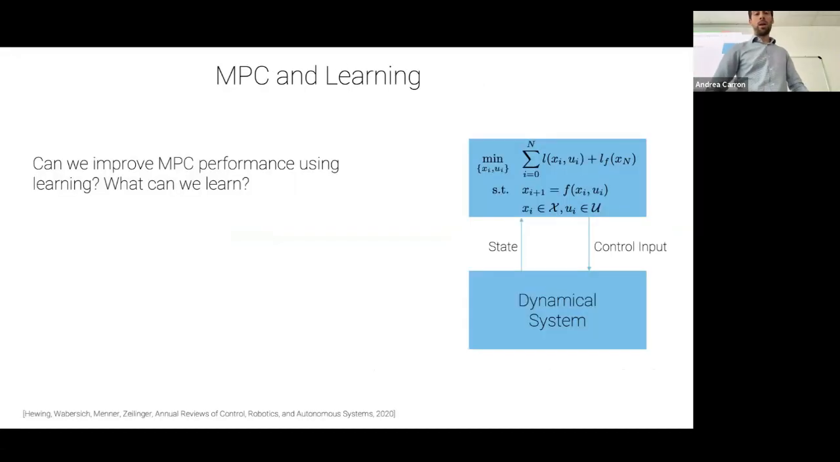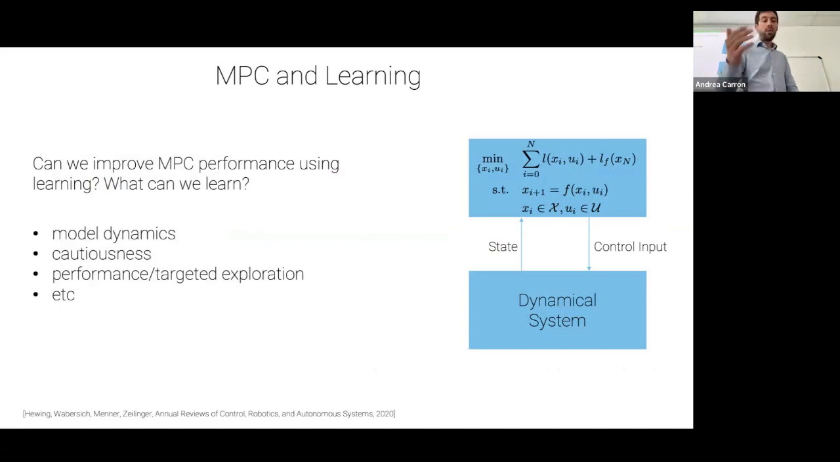Now, so again, the question is, how can we integrate learning into model predictive control? What can we learn, and what can we do with that? So the three things that I will show you are model learning, so we try to improve the knowledge of the dynamics. We also try to do cautiousness: if you have any uncertainty information, we can perform, for example, constraint tightening in order to stay farther away from constraints. And also we can perform targeted exploration, basically based on the uncertainty.